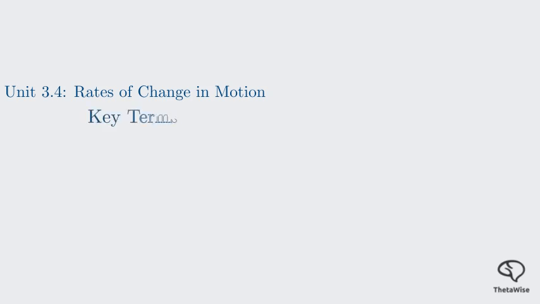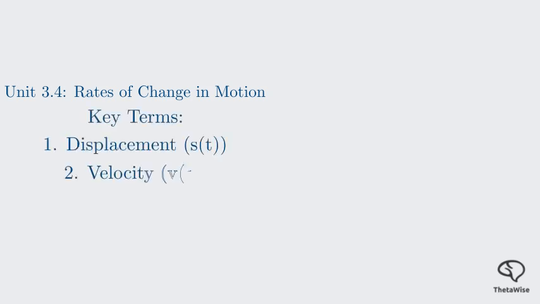Our final topic is rates of change in motion. By the end of this scene, you will be able to relate a particle's displacement, velocity, and acceleration using derivatives. Here we connect calculus to the physics of motion, specifically rectilinear or straight line motion. This section introduces 3 key terms that are central to describing movement. These terms are displacement, velocity, and acceleration. They form a chain that we can navigate using derivatives.